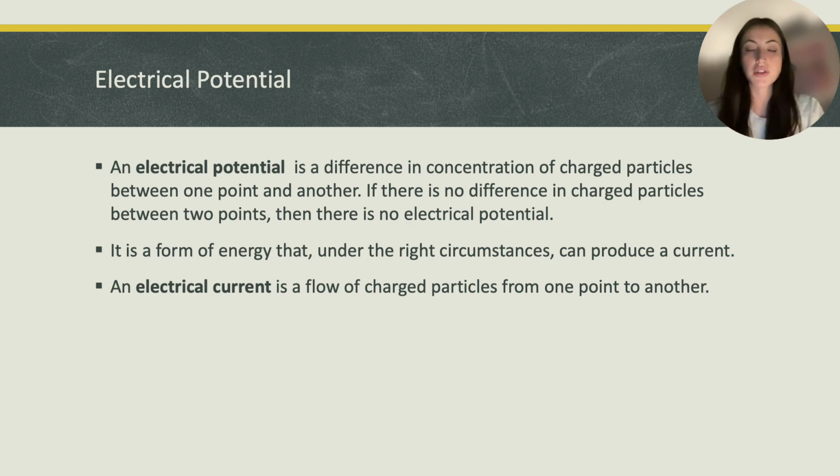An electrical potential is a difference in concentration of charged particles between one point and another. If there's no difference in charged particles between 2 points, then there is no electrical potential. Electrical potential is a form of energy that, under the right circumstances, can produce a current. An electrical current is a flow of charged particles from one point to another.